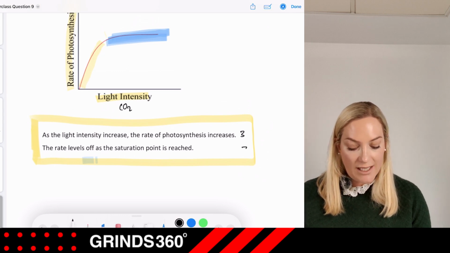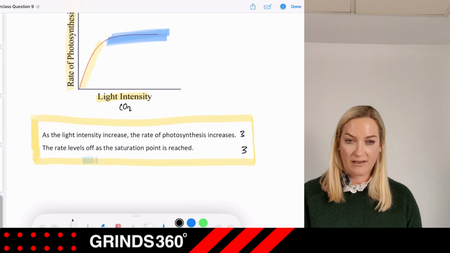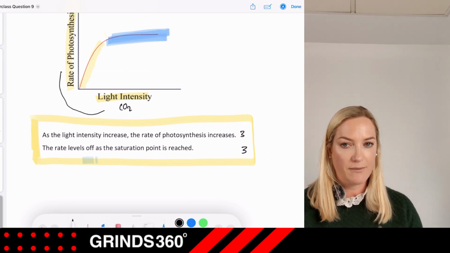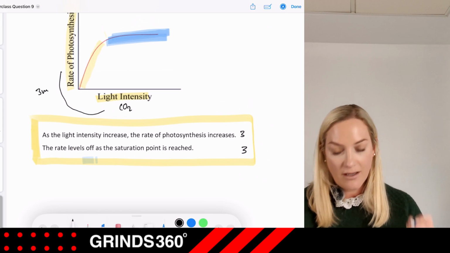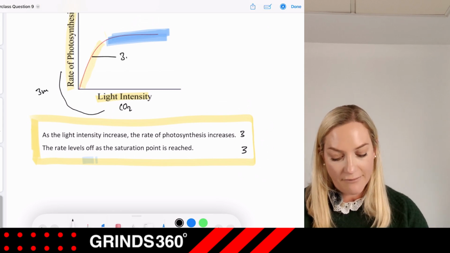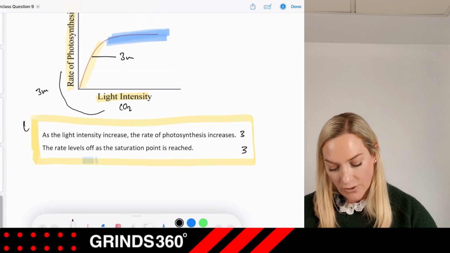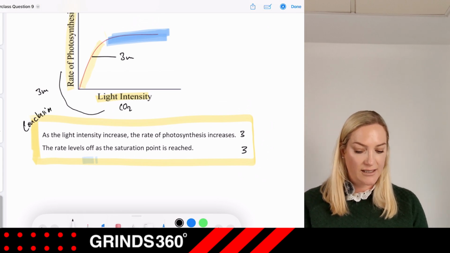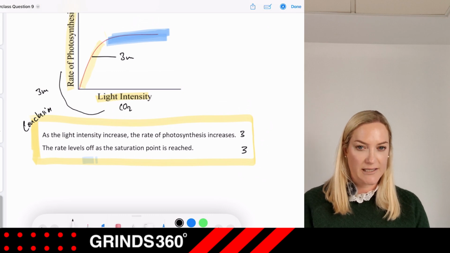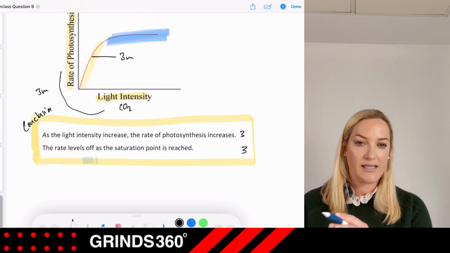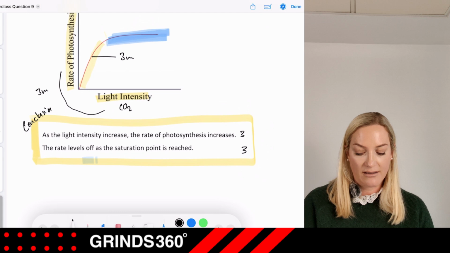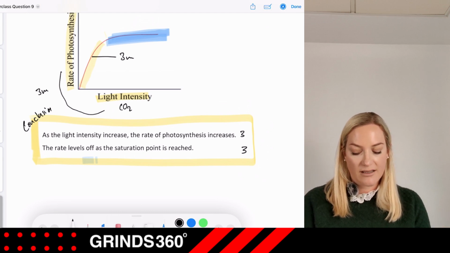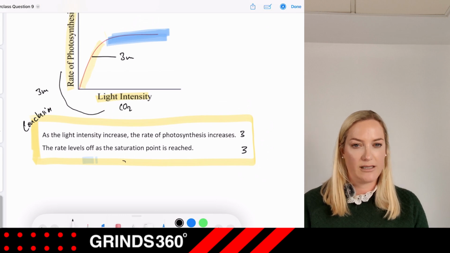So this could be 12 marks: 3 marks for labeling my x and my y axis, 3 marks for my graph, and for my conclusion, explaining my graph, 3 marks for this first sentence: as light intensity increases, the rate of photosynthesis increases. Or, as I mentioned, some of you did CO2: as the CO2 increases, the rate of photosynthesis increases. This then, as the rate levels off as the saturation point is reached.